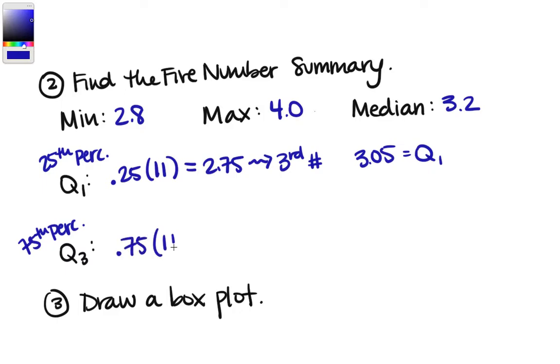For Q3, we're going to do the similar computation, only it's the 75th percentile. So we use 0.75 times 11. We multiply that out and we get 8.25. But again, we can't find the 8.25th number. This just says we need to go past the 8th number to the 9th number. So the number above 8 is the 9th number in the list. Even though it's only 0.25, we still round up to that 9th number.